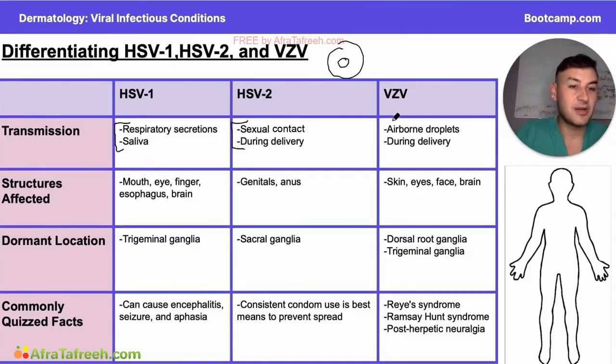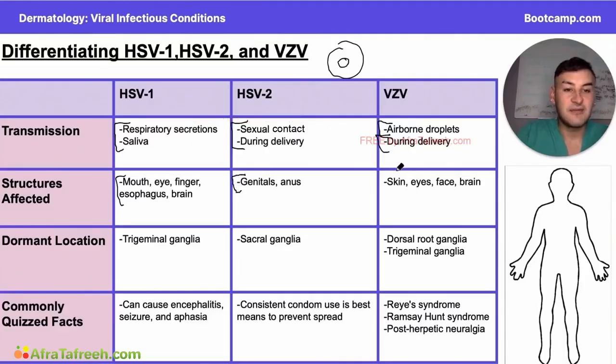VZV, like we talked about chickenpox, you can get chickenpox just by being in the same room, breathing the same air as someone with chickenpox because it is airborne. You can also get it during delivery, okay? Let's talk about structures affected. So HSV1 affects the mouth, the eye, the finger, esophagus, brain. It can really be anywhere in the body, okay? Now, HSV2, we talked about being sexually transmitted, so it's largely going to be genitals and anus.